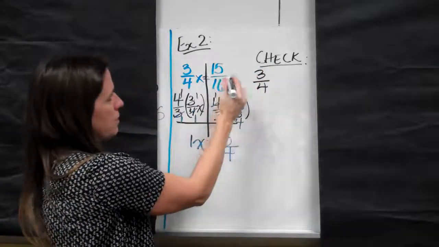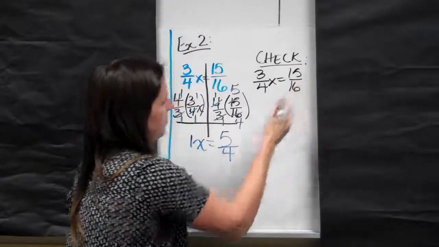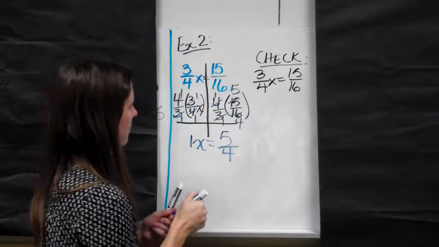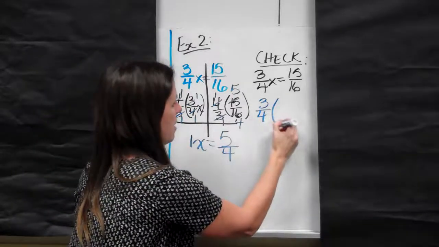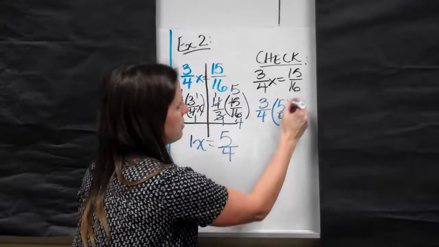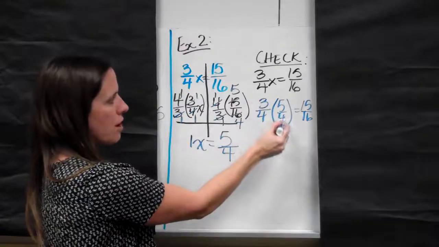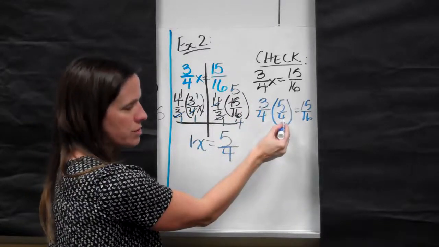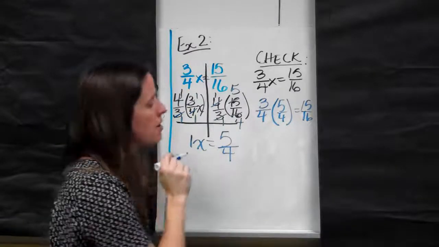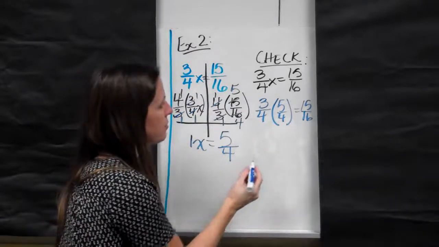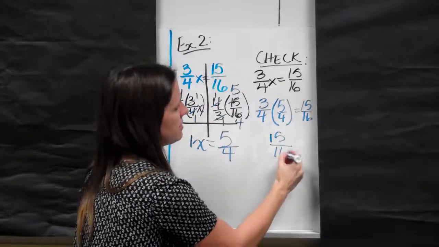Write the original equation, 3/4 times x equals 15/16. Plug in for x, so we have 3/4 times 5/4. Look for cross simplification. 3 and 4, no. 4 and 5, no. So you just have to multiply numerator times numerator and denominator times denominator. 3 times 5 is 15. 4 times 4 is 16. There it is.